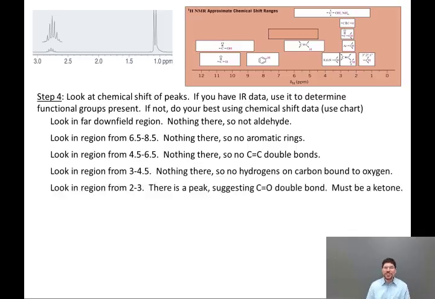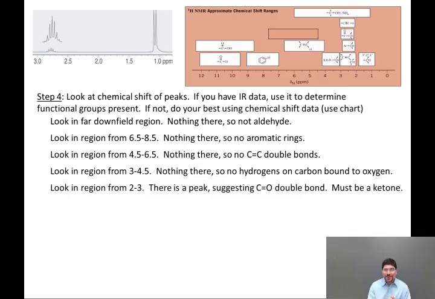Finally, look in the region from 2 to 3. That is the place where you would see the peaks for hydrogens alpha to carbonyl groups. Okay, so on the carbon next to a carbonyl carbon. There is a peak there. Okay, there's the septet at 2.8. So that is suggesting a carbon-oxygen double bond. So since we know that we only have one oxygen, we can't have a carboxylic acid, we can't have an ester.